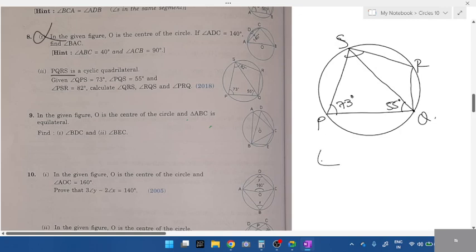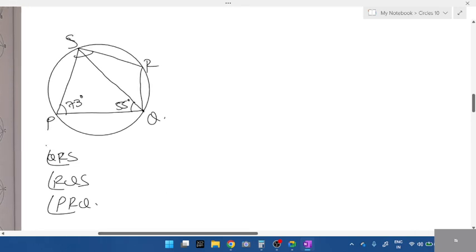We need to find angle QRS, angle RQS, angle PRQ. PQRS is a cyclic quadrilateral. Even if they don't mention it, we know the property, students. If all four corners touch the circle, it's a cyclic quadrilateral. Okay, first thing, QRS is asked. QRS. How do you find QRS?